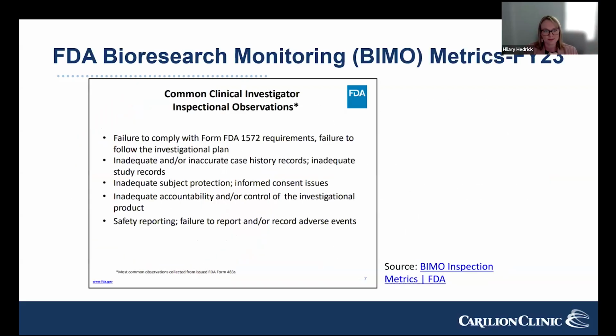So next slide. The FDA is very transparent and tries to show everybody, from their monitoring, a measurement of what their most common findings are. This is from fiscal year 2023. 2024 has not been published yet as of the last time I checked, which was in February, when I originally put this together. But there's also a link here where you can look at what the most common clinical investigator inspectional observations are.